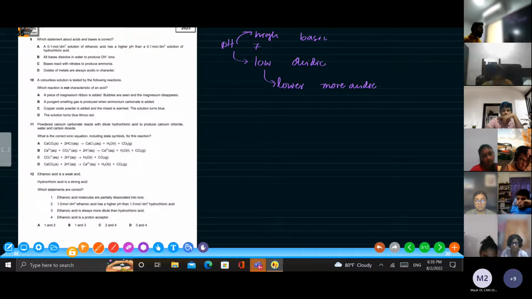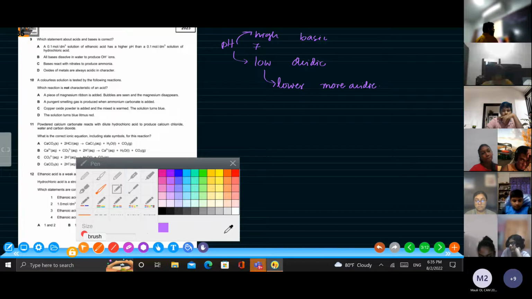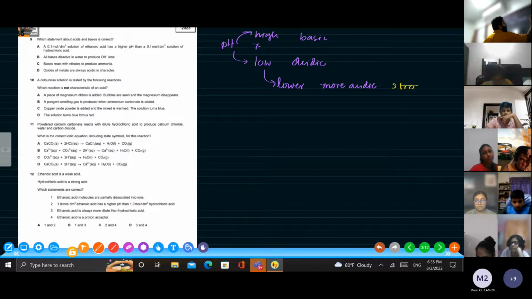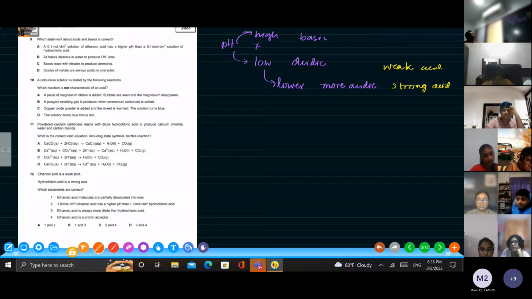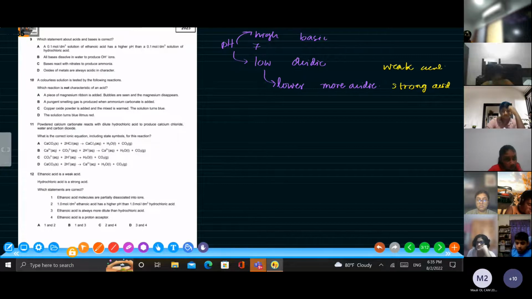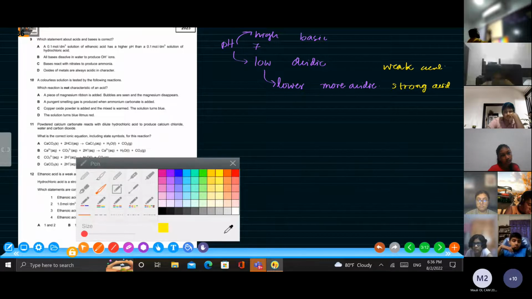Do you get it? So usually strong acids have lower pH. Weak acids have higher pH. So you need to understand that very carefully. When you look at this, is 0.1 ethanoic acid a strong acid or a weak acid? It's a weak acid. Hydrochloric acid is a strong acid. So the weak acid's pH is low, but higher than the strong acid's. Then it's correct, right? Therefore, the answer straight away, A is correct.